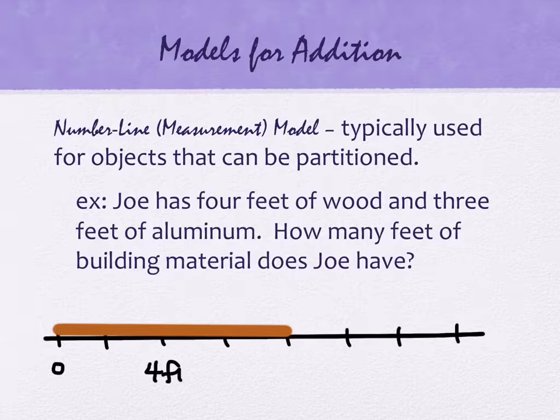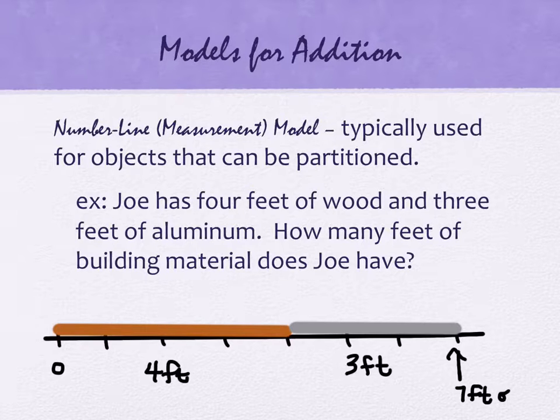There's my 4 feet. And the other one is supposed to be 3 feet of aluminum. So there's the 3 feet of aluminum. You're measuring them. You're not counting them. Right? Measuring instead of counting. And then the answer would be what? Yeah, it'd be how far out we went. This would be 7 feet of material.